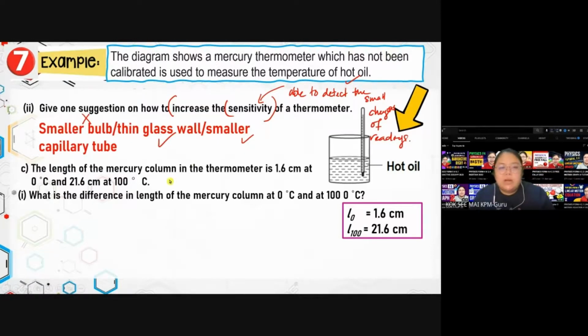Okay, now part C, calculation. The length of the mercury in the thermometer is 1.6 cm at 0 degrees Celsius. Okay, L0 is 1.6. Put inside the steam point, 21.6. So they ask you what is the difference in length. They never ask for the data first. So for the difference in length, simply take the biggest minus the smallest. 21.6 minus 1.6, so the difference is 20 cm.